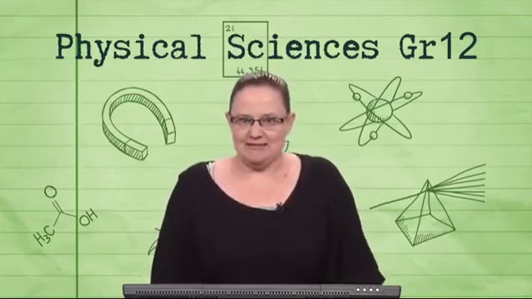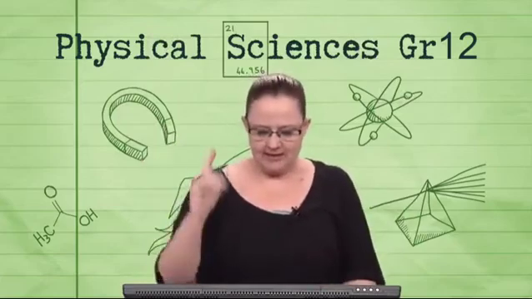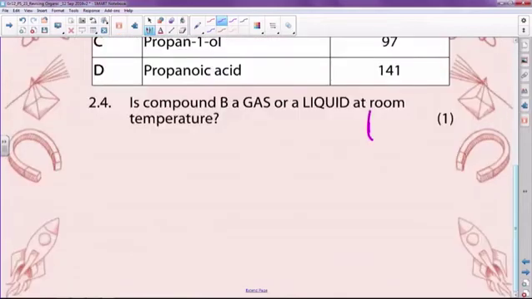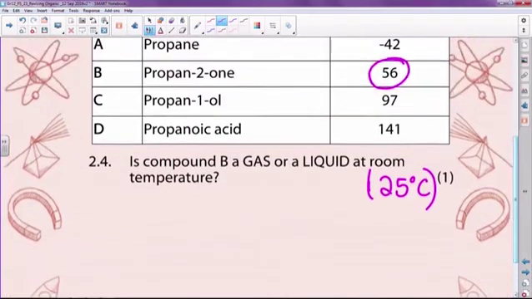Okay, so let's see what you did. I wish I could see your hands to see who said a gas and who said a liquid. But compound B, gas or liquid at room temperature? Well, first of all, we go back there and we say its boiling point is 56 degrees. So under 56 degrees, it's going to be a liquid. Over 56 degrees, it's going to be a gas. And room temperature is defined as about 25 degrees Celsius. I do realize that's not always true, but we go with it. So that is significantly lower than its boiling point, which means it's going to be a liquid.